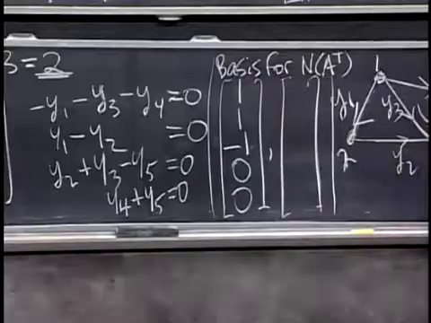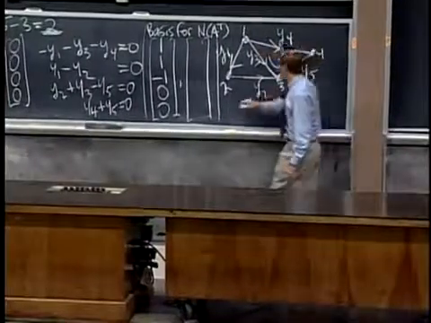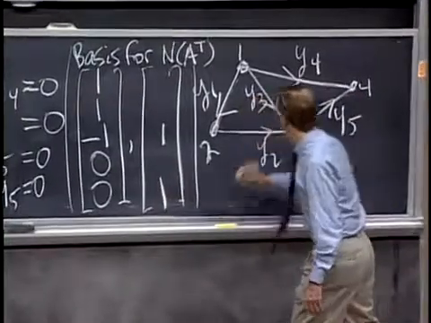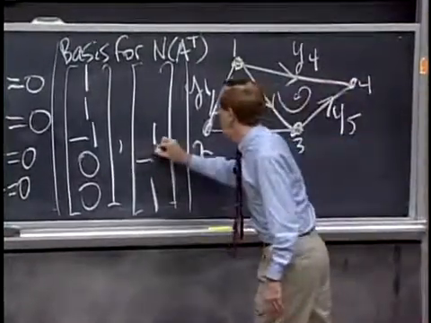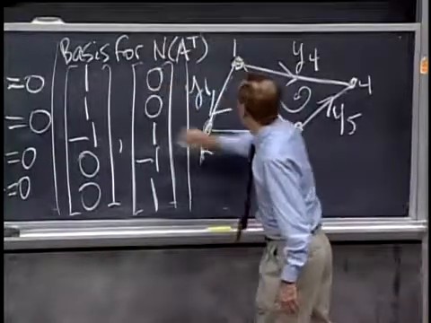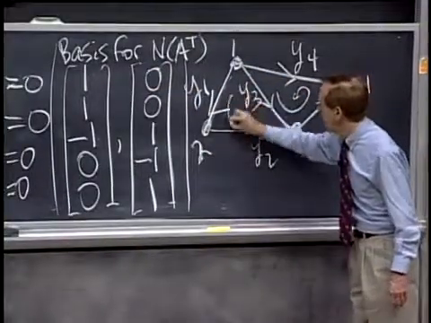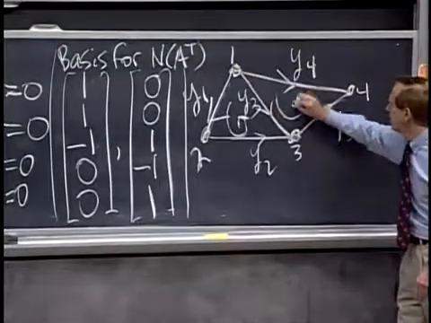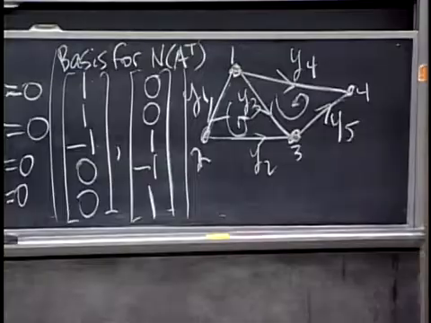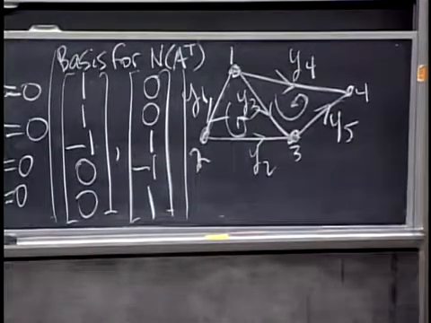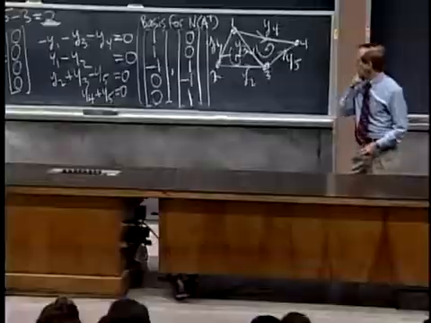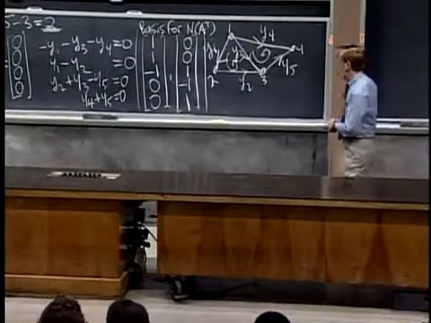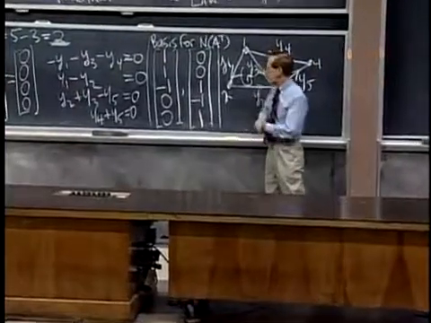Take current around this loop. So now let y3 be 1, y5 be 1, and y4 be -1. And so we have the first basis vector sending current around that loop. The second basis vector sends current around that loop. And those are independent. And I've got 2 solutions, 2 vectors in the null space of A transpose, 2 solutions to Kirchhoff's current law.